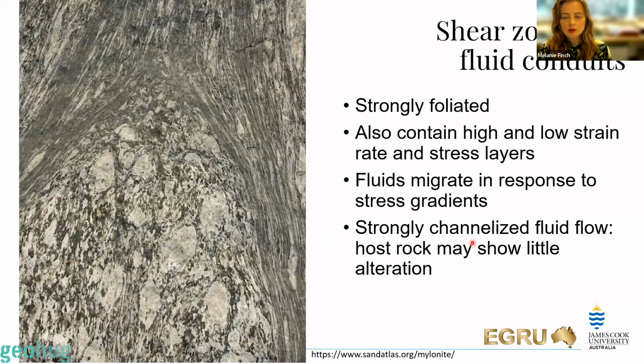And in fact, sometimes the fluid flow can be so strongly channelized by these shear zones that the adjacent wall rock might not see any fluid whatsoever. So we can have very highly metasomatized shear zones next to rock that is completely unaltered. That's how good they are at channeling fluids.